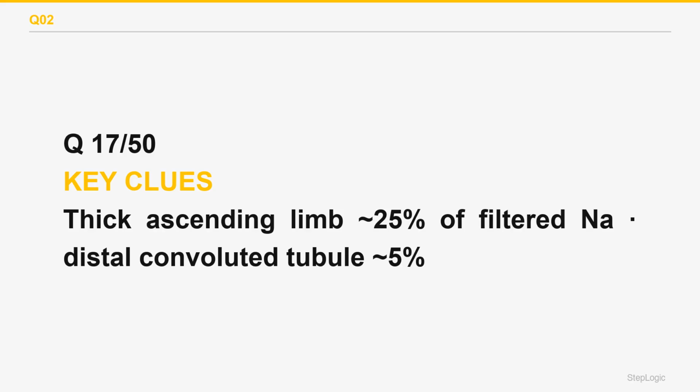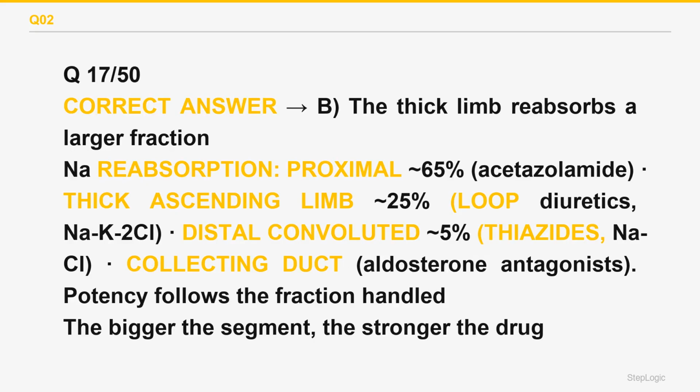That is the whole explanation, and choices A and E contradict the existence of the transporters that thiazides target. The correct answer is B.